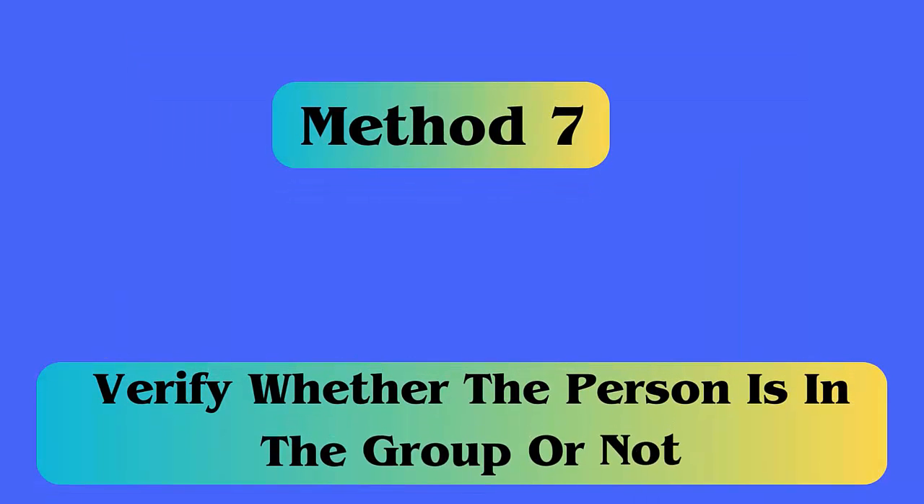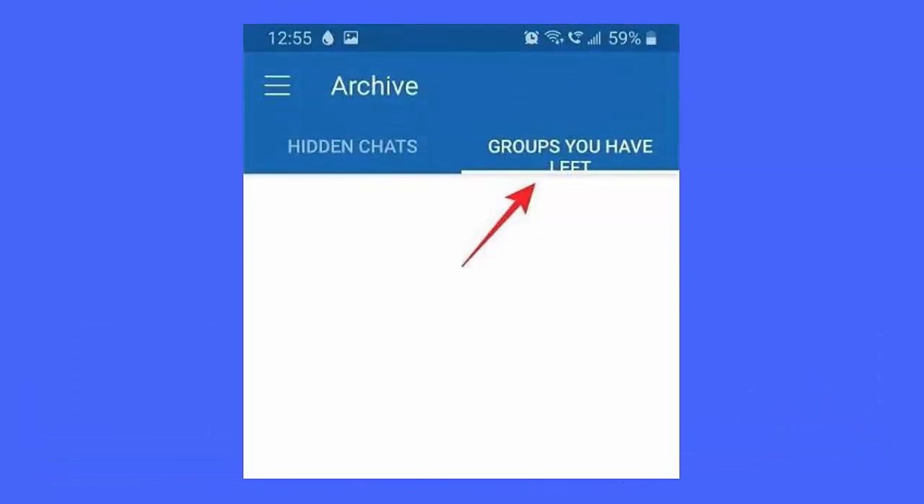Method 7. Verify whether the person is in the group or not. Follow the steps to verify. First, move to Archive and find the groups that you left. Now, click on the group and choose Rejoin option.